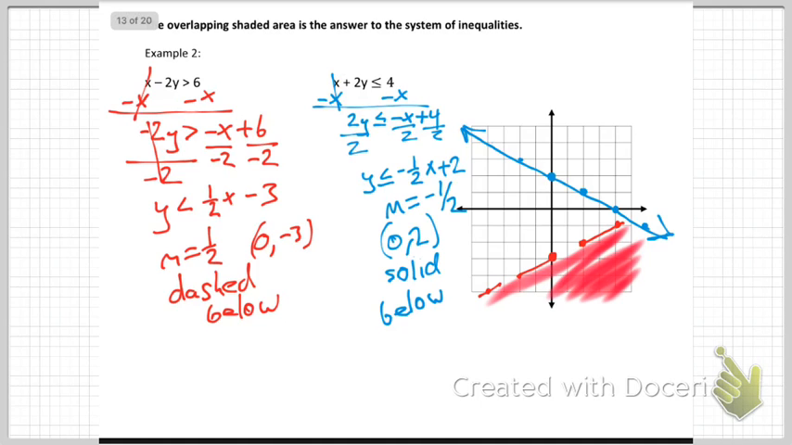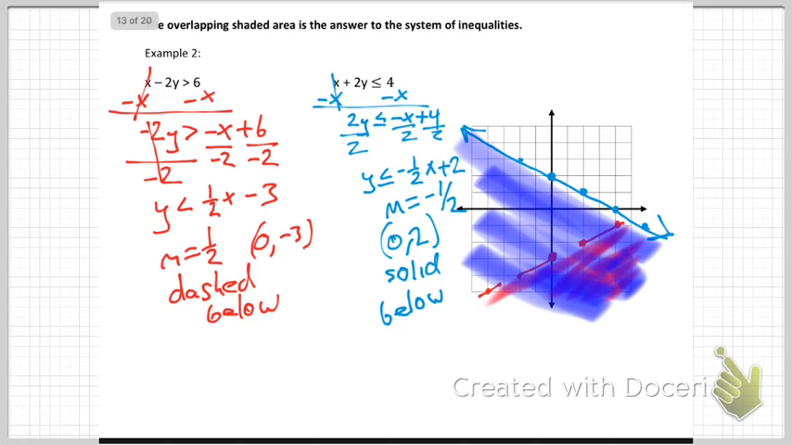So let me get the correct color here. Okay, there we go. So I'm going to shade below this line. Alright, so my solutions are found in the double shaded region. So I am going to highlight that double shaded region here. This is where, right here, my solutions will be found because it's double shaded.